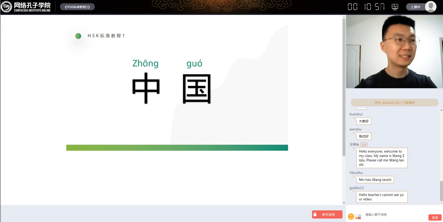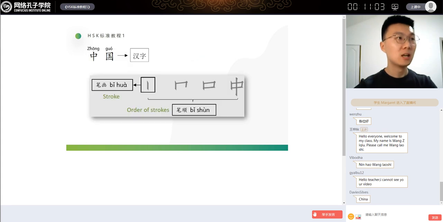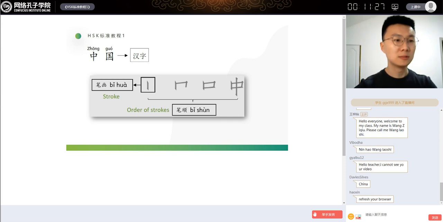What's this? It is 中国, right? I think all of you know its meaning. And 中国 is 汉字. Every Chinese character has its own stroke. This one is stroke. We call it 笔画. It means stroke. We write Chinese characters according to stroke order. The order of strokes, we call it 笔顺. 笔顺 will make it easier for you to remember how to write a Chinese character.